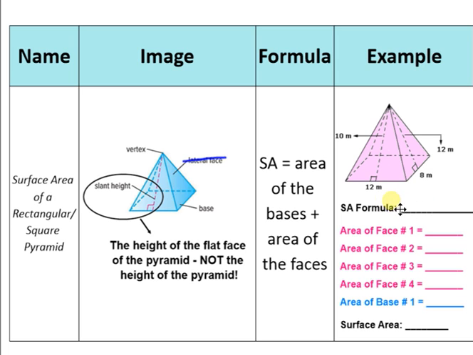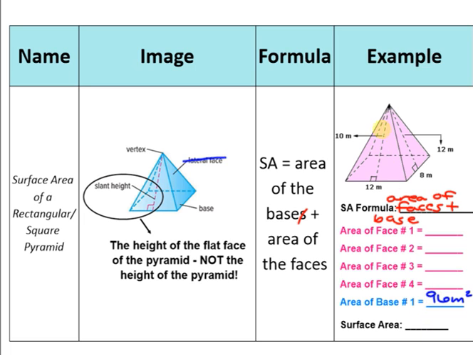So the surface area formula is going to be area of faces plus base, because there's only one base, okay? I like to start with the base first because I think it's the easiest, but that's just me. So I always start with the rectangle or the square base. So what is the area of this base? So it's 12 by 8. So I'm going to do base times height. 12 times 8, which is 96 meters squared.